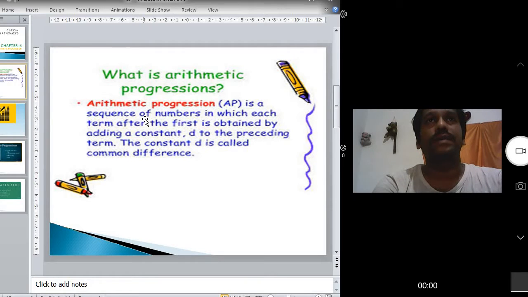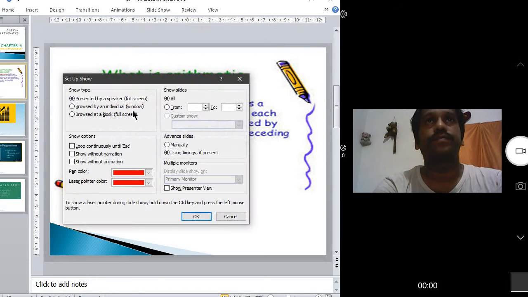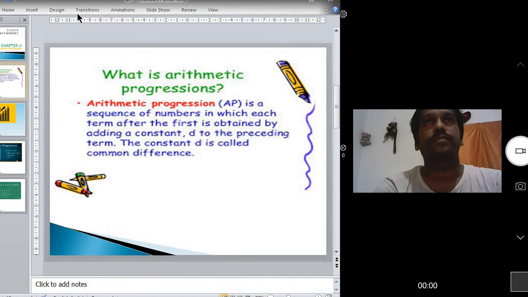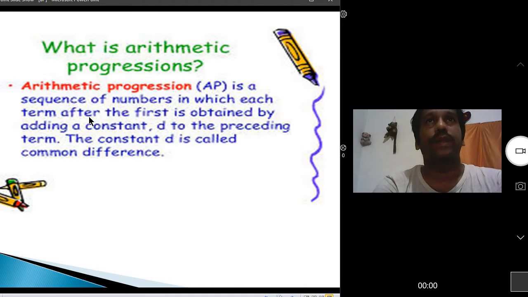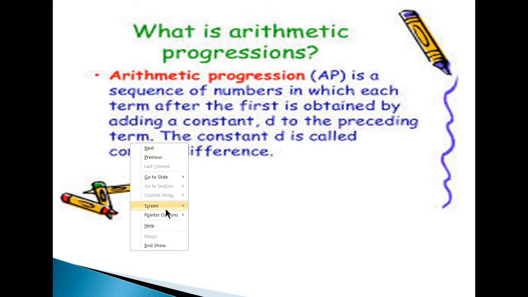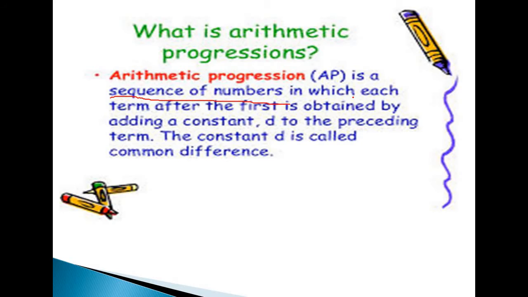Arithmetic progression is a sequence of numbers in which each term after the first is obtained by adding a constant. That constant is called common difference here.